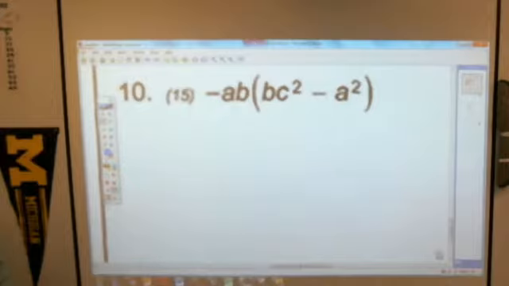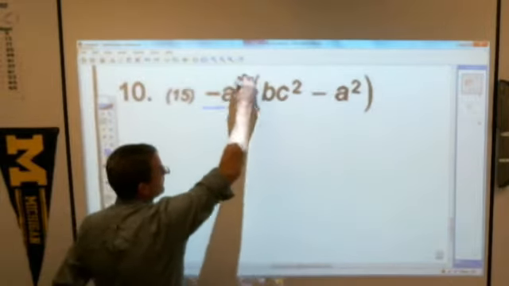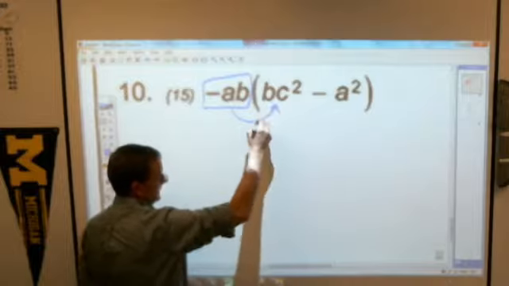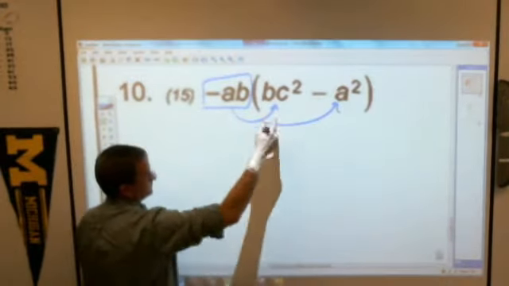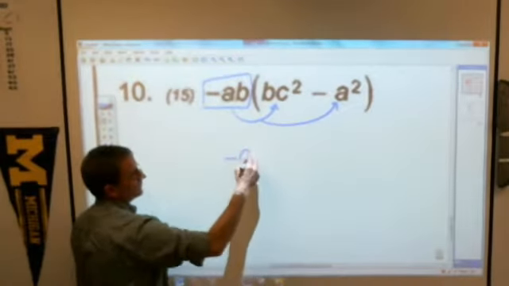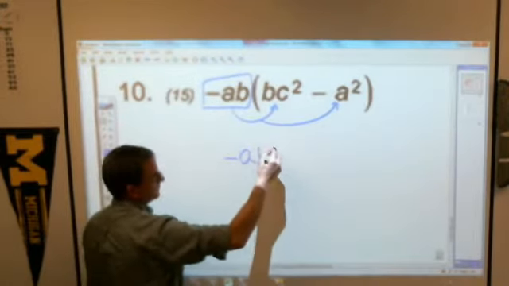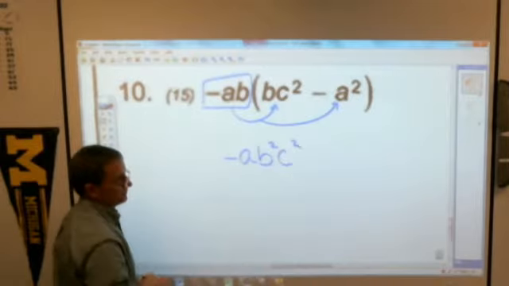What property do we like to call? Distributive. And what are you distributing? This whole thing, including the minus sign, gets multiplied by this, and it gets multiplied by that. What do you get if you multiply this times this? Well, first of all, it's going to be negative because there's one negative. There's only one a, so the a stays. b times b is b squared, and there's only that c squared there, so that's the first term.